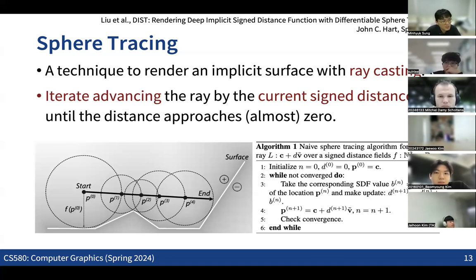But obviously, this sphere tracing idea also has lots of limitations. So what are the limitations of this sphere tracing, especially when running some 3D reconstruction or generation in the neural net pipeline?